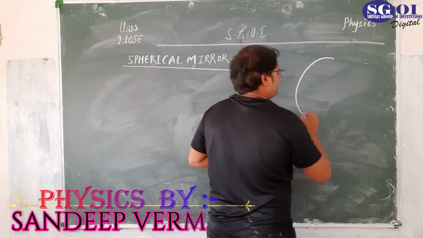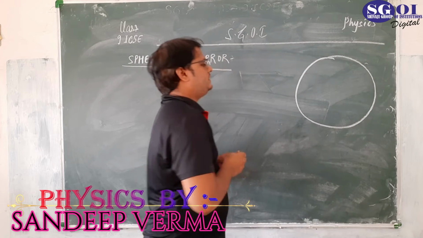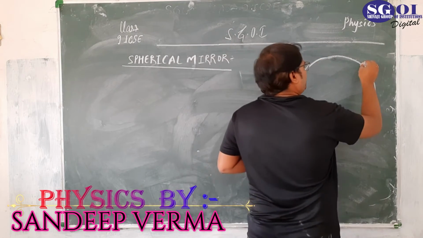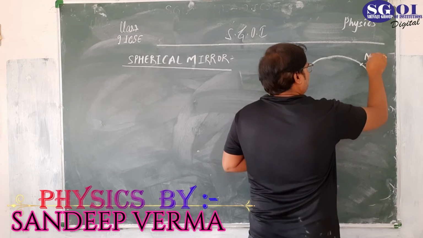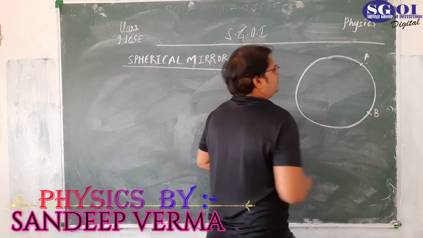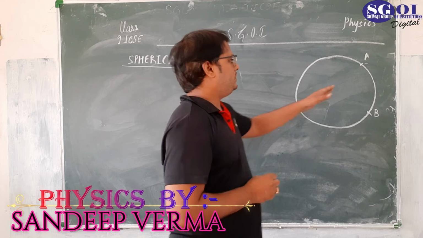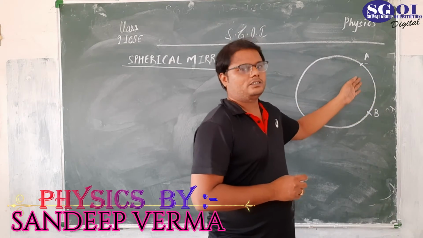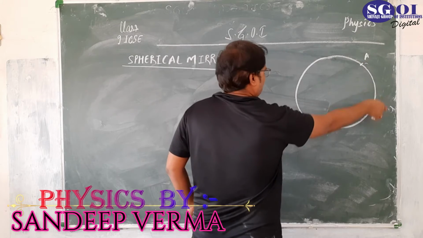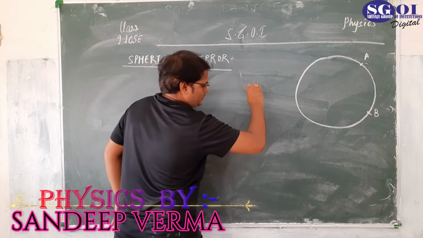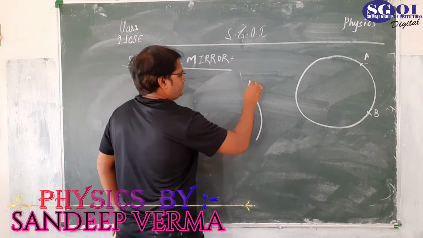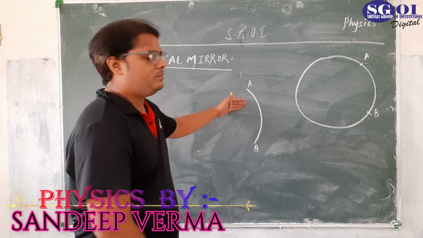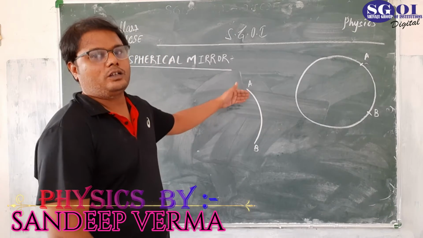Suppose this is a glass sphere, hollow glass sphere, and if you cut its part AB from it, it won't be a mirror because its side is not polished. Suppose you cut this part AB, then it should look like this. Now this surface is not a mirror yet because we have to polish it.